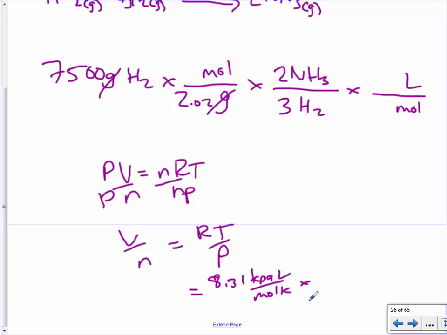Temperature. Now, if it was STP or SATP, we'd use those temperatures, but we have a different temperature of 90 Celsius. So put it to Kelvin. So that's actually 363 Kelvin. Let's put a little note here. This is 90 Celsius. Okay.